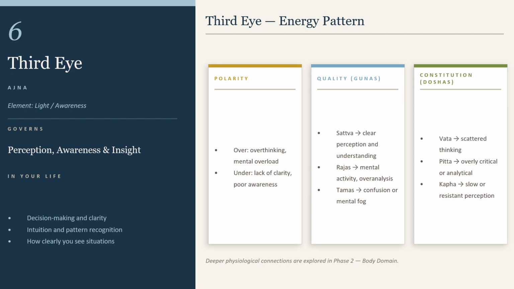For constitution, Vata imbalance creates scattered thinking. Pitta imbalance creates overly critical or analytical thinking. Kapha imbalance creates slow or resistant perception. In life, this shows up in decision-making, awareness, intuition, and how clearly you see situations. We'll later connect this to how your brain processes information.